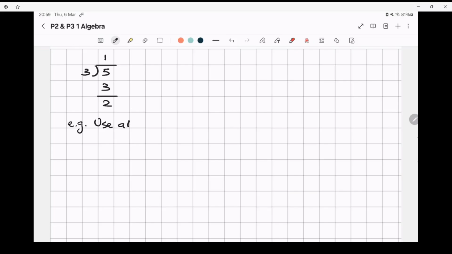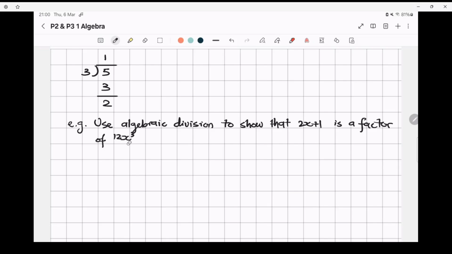Use algebraic division to show that 2x plus 1 is a factor of 12x cubed plus 16x squared minus 3x minus 4. Hence, solve the equation.